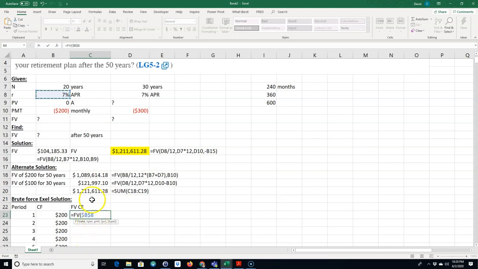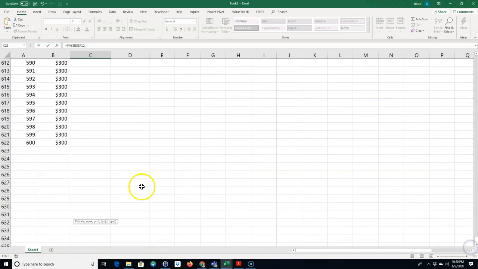And the F4 puts dollar signs. It makes that an absolute reference. Divide by 12. And the number of periods is going to be, well, how many periods it is out in the future. Well, this is the end of period 1, so it's going to be equal to all the way down to the end. We're going 600 periods. And I always want to have that first, so I'm going to hit F4 again.